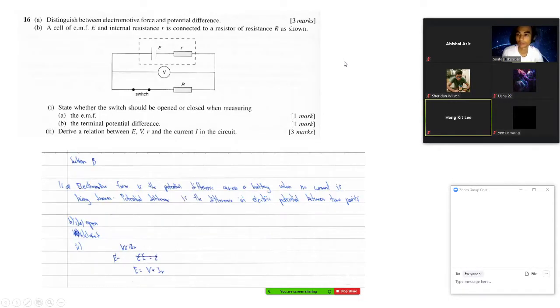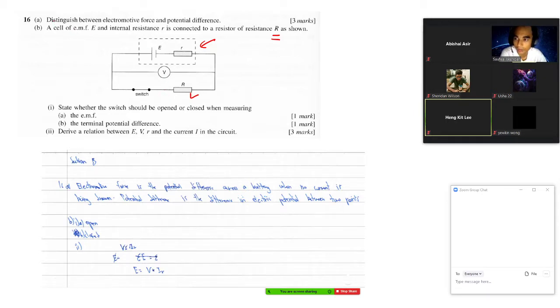Distinguish between the electromotive force and potential difference. A cell of EMF E and internal resistance r is connected to a resistor of resistance R as shown. So we have a battery here, and inside the battery we have internal resistance, small r. We have a voltmeter with V, and in the circuit we have a resistance R, and this is a switch.